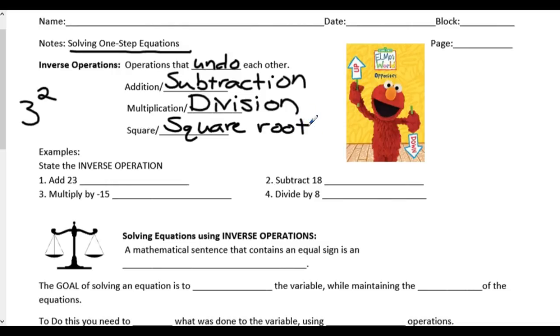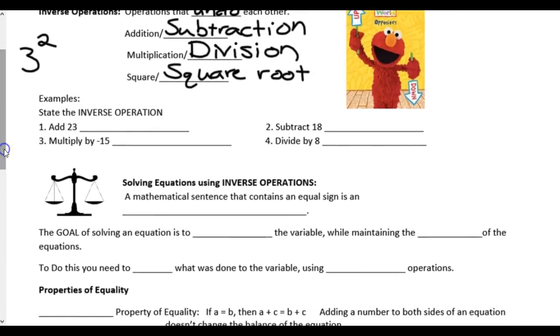Okay, so now we know some inverse operations and we know what they are. We're going to state a couple of examples. So what is the inverse operation of adding 23? Well, that would be subtracting 23. Okay, good. How about if we were subtracting 18? What would be our inverse operation? Would be adding 18.